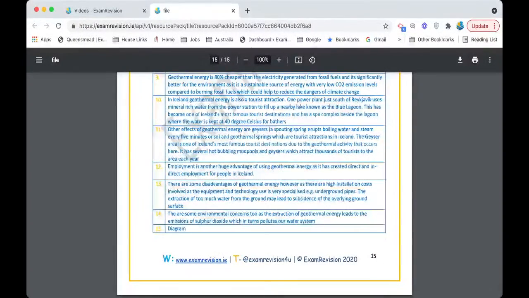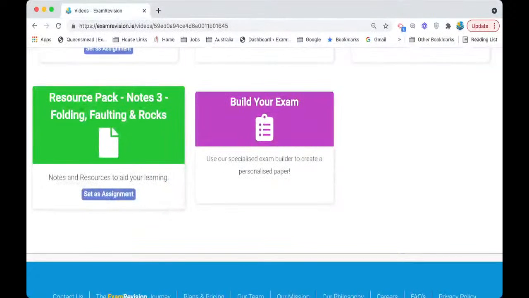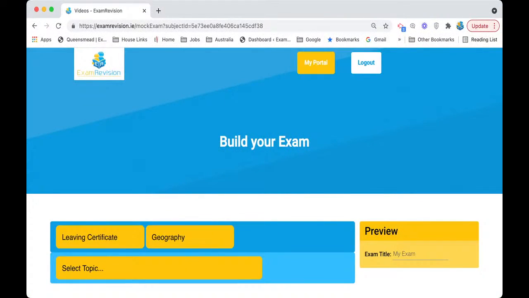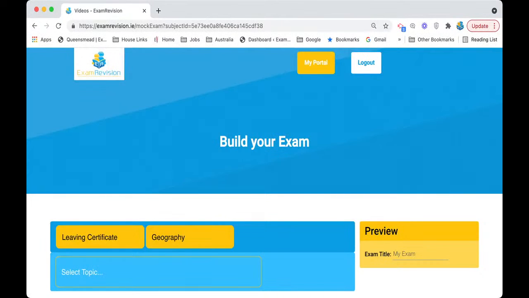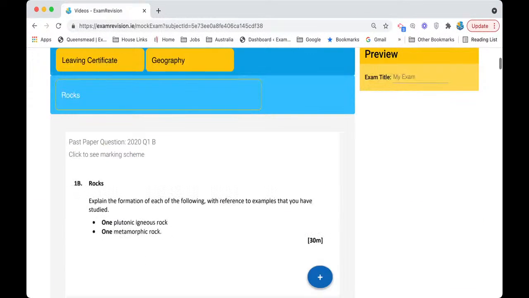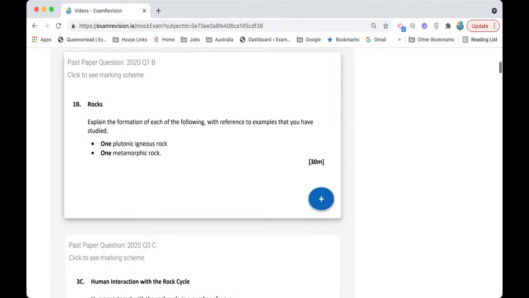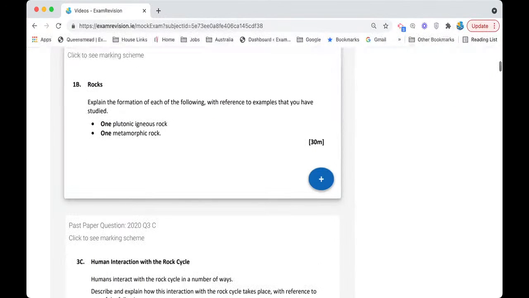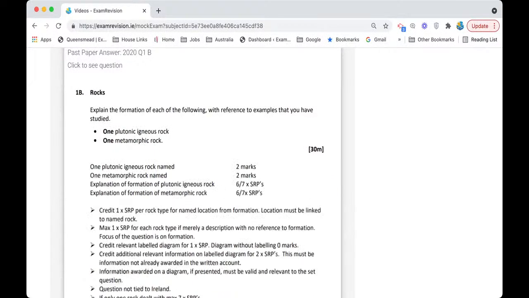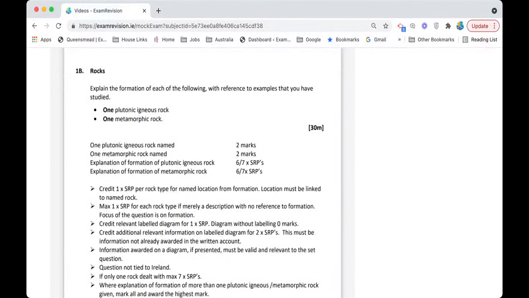Okay, if you're a teacher or a student, you can go to the past paper questions. So say you're studying rocks, for example, you can go in here, scroll down, and pick rocks, and then you've got all the past paper questions. Okay, so this 2020 paper: explain the formation of each of the following with reference to examples of case studies. If you click on it, it'll flip and give you the marking scheme. Okay, and it has everything broken down.